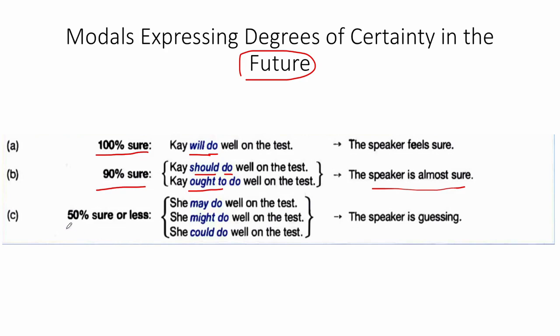And finally, when we are 50% sure or less about our statements, we can use the modals may, might, could, followed by the simple form of the verb. She may do well on the test. The speaker is guessing. It is simply a guess. It's not sure. It could happen, it could not happen. She might do well on the test. She could do well on the test. This is how we can use modals for expressing degrees of certainty in the future.